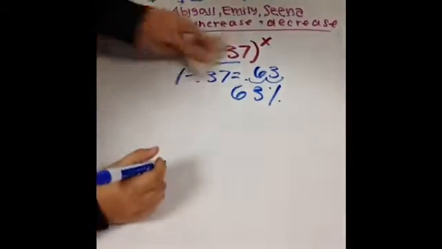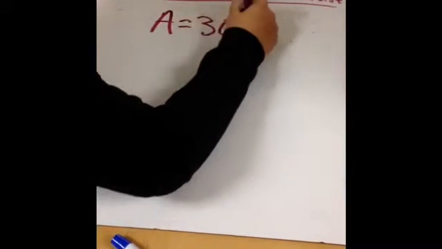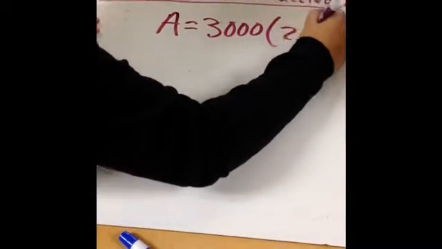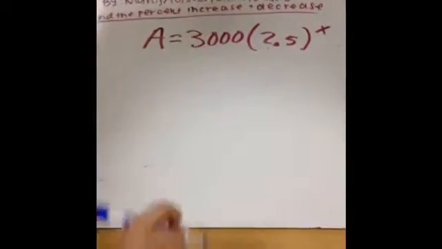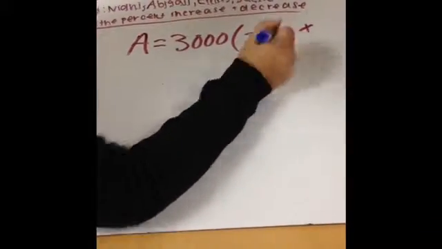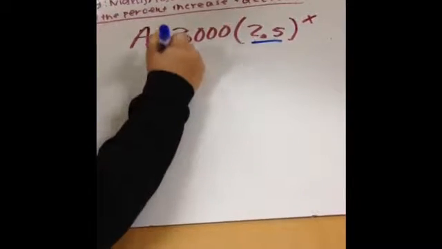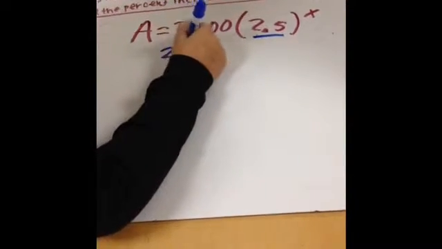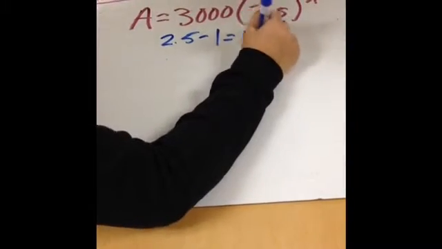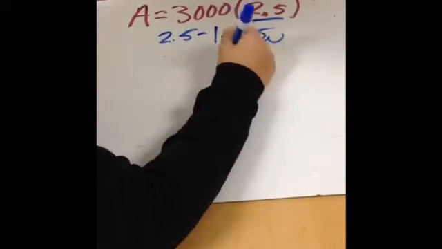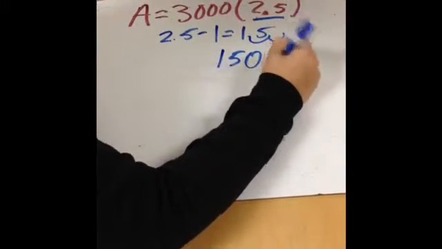So now we're going to do another problem. So a equals 3,000 parentheses 2.5 to the x. Now we know this one is an increase because the value in the parentheses is over 1. To find this, we're going to do 2.5 minus 1 equals 1.5. And then we will move the decimal twice and get 150% increase.